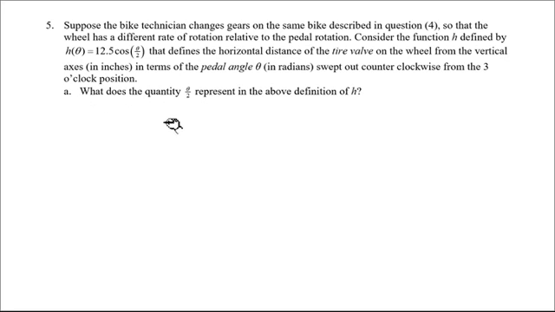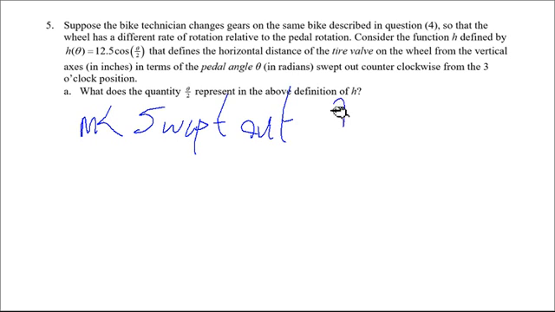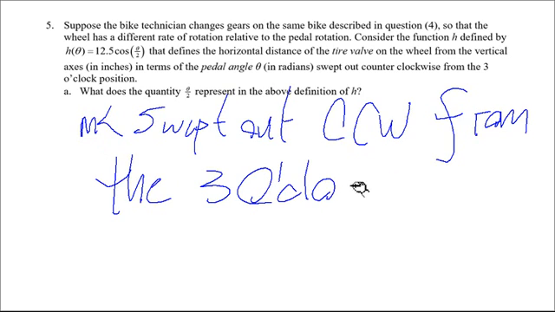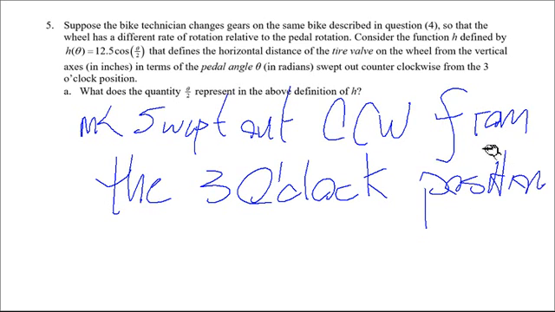It says, what does theta over 2 represent? Theta over 2 represents the measure of the angle swept out, I'll abbreviate, counterclockwise from the 3 o'clock position. We'll pick this up in the next video.